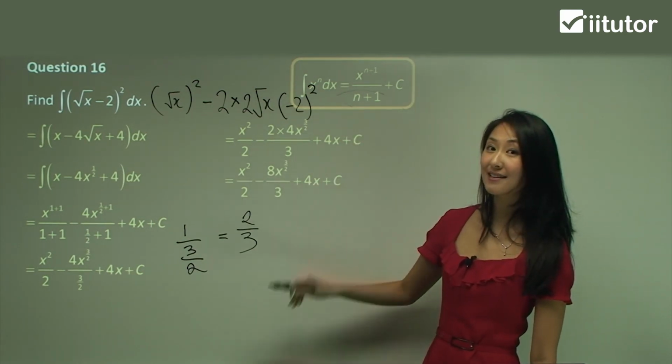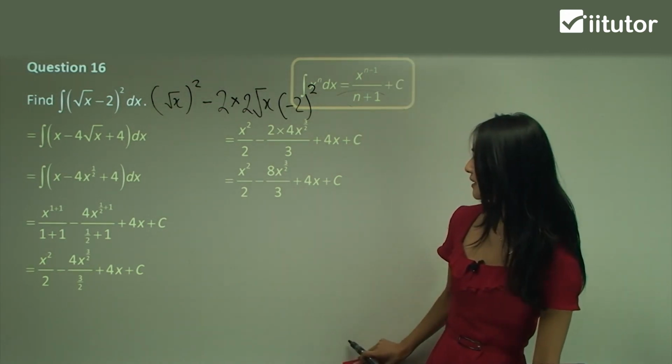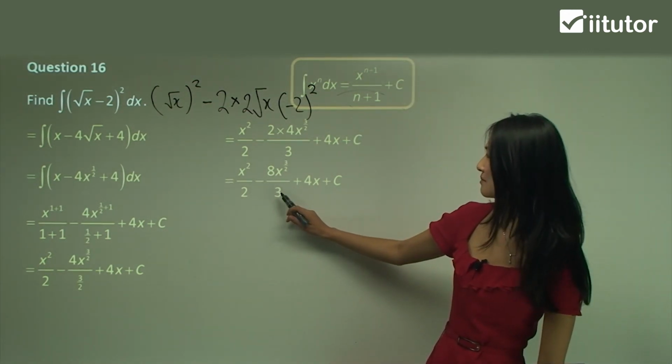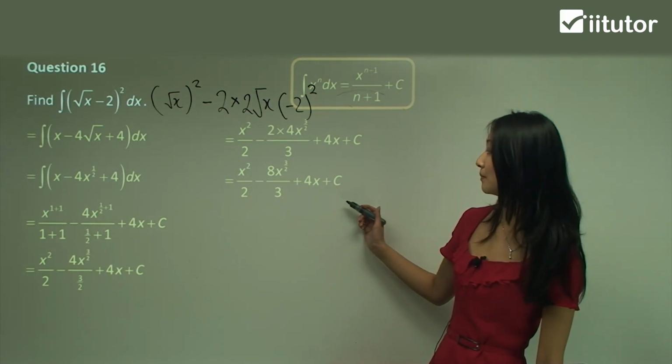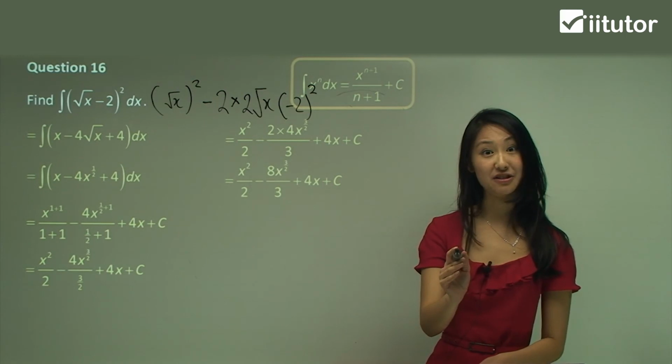And is this our final answer? Remember the 3 things we want to check? Can you simplify it anymore? Well, looking at that, you can't simplify that, can't simplify that, so no. Is there integral plus c? Yes, there is. Is it in the original format? No. So that's what we need to do here.